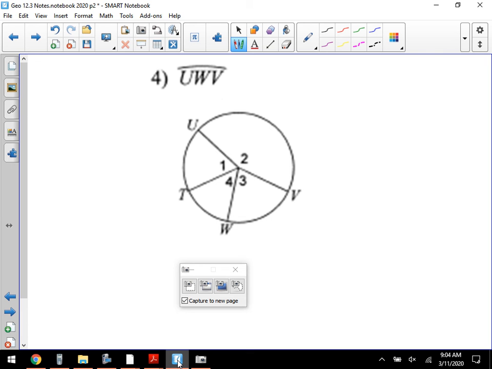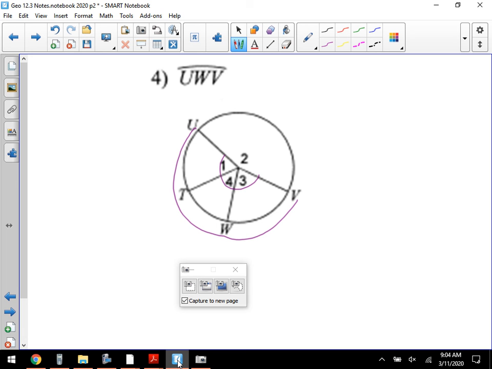Arc UWV. The central angle that creates that is what? Angle's 143. It's kind of a dumb way of writing it, but it works. Same thing with number 3. It says angle 1. What arc does angle 1 run into for number 3? Usually, it's just one of those refreshers of what you are running into.